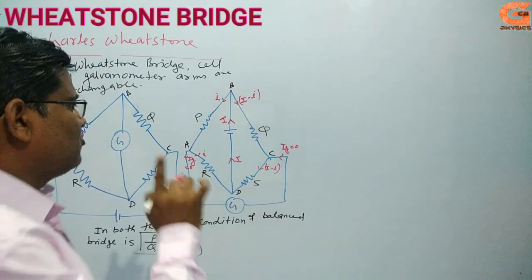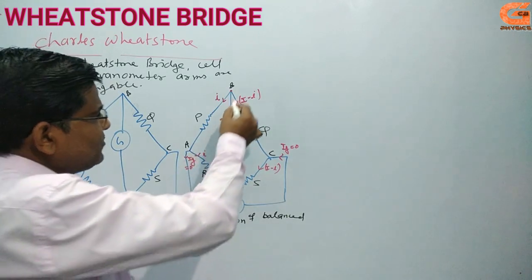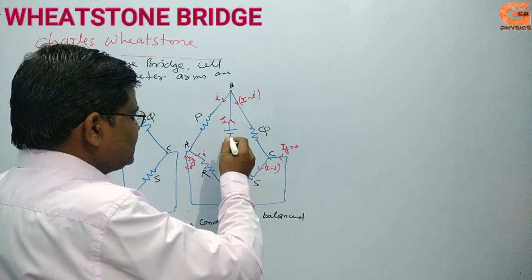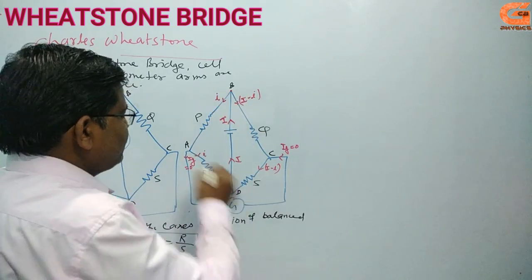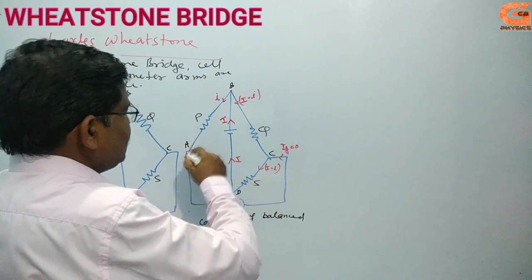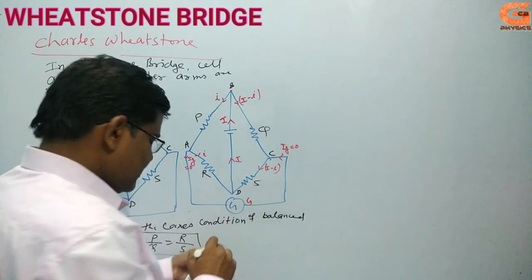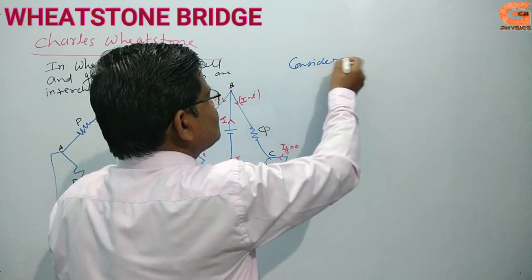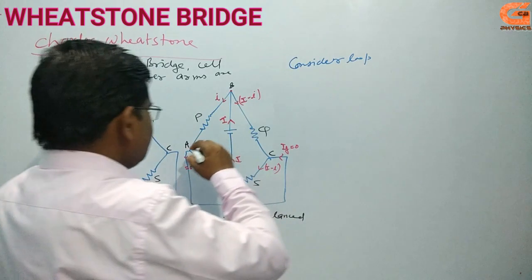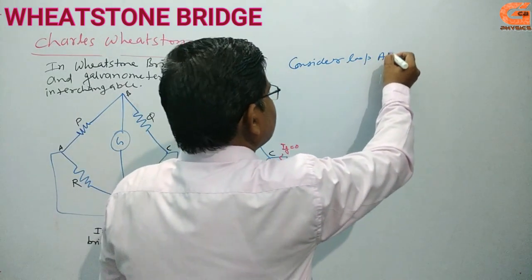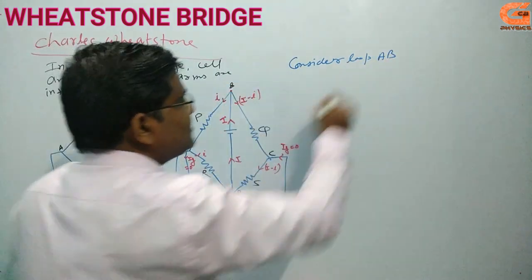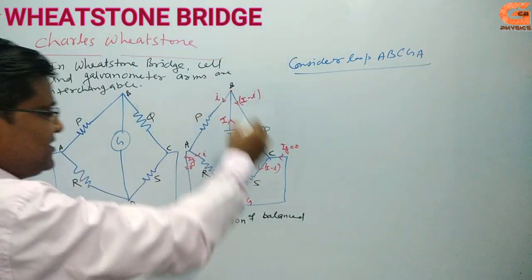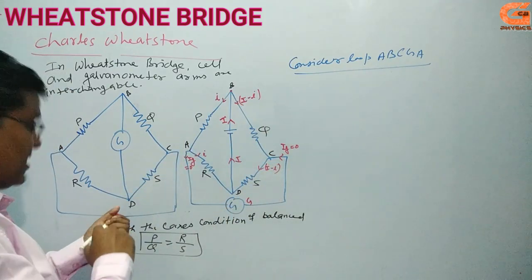And now consider a loop. Which loop? Consider a loop like this. Suppose that potential is, or consider this loop, meaning A, B, C, and this is the G. Consider the loop A, B, C, G, A.